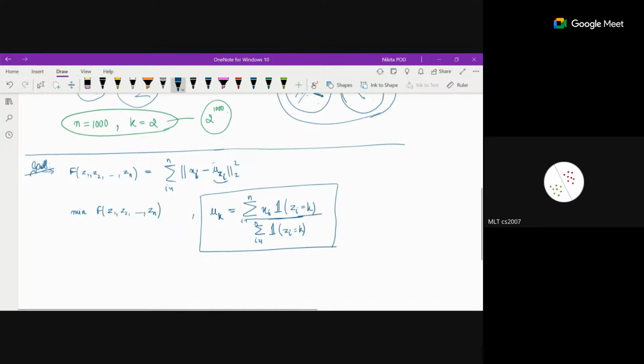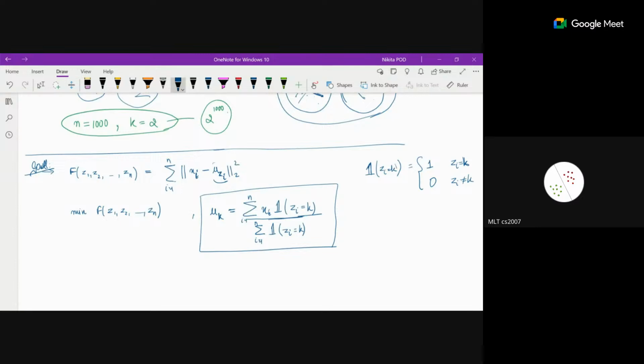Correct. So basically, if I talk about any general indicator function, the indicator function of whatever you have inside. If I'm writing Zi is equal to K, and if it holds true, then it will be 1. And if it is not true, I mean Zi is not equal to K, then it will be 0. This is what is meant by an indicator function.